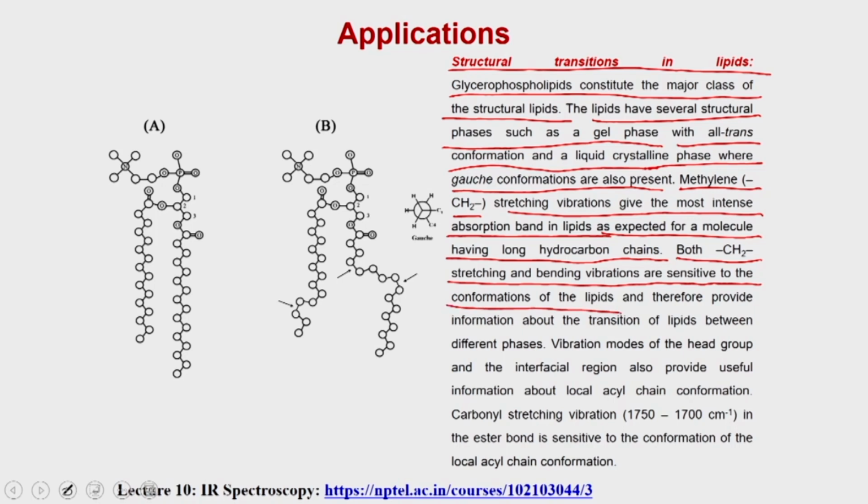For example, if you have any kind of structural changes in the lipid, that is going to affect the final IR spectrum, because it is going to change the local environment, and because of that you can study the structural changes in the lipids.